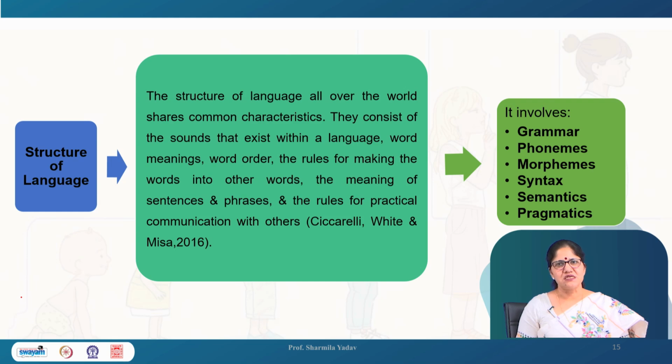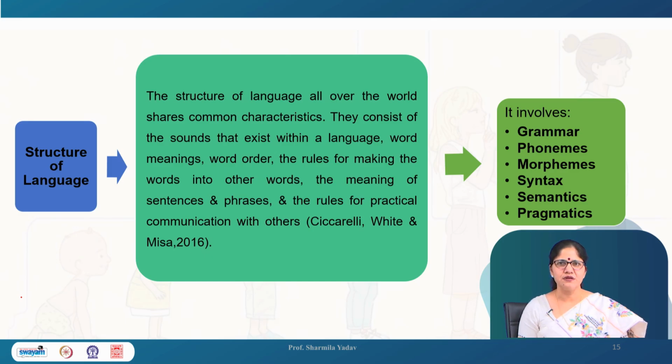We will discuss in detail later, after the nature of language and definitions of language. We will now discuss the structure of language. The structure of language all over the world shares common characteristics. They consist of the sounds that exist within a language, word meanings, word order, the rules for making words, the meaning of sentences and phrases, and the rules for practical communication with others. It involves grammar, phonemes, morphemes, syntax, semantics, and pragmatics.